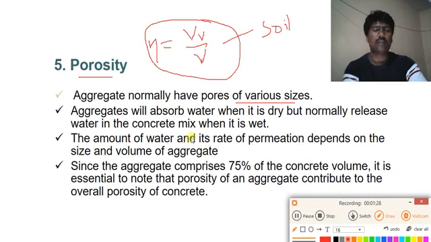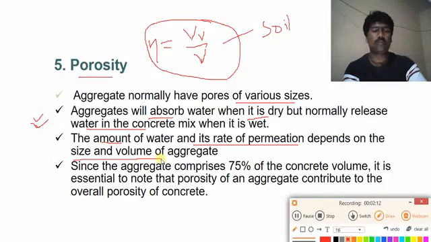So this aggregate will absorb the water when it is dry, but normally release the water in the concrete mix when it is wet. This is one beautiful property of an aggregate: since the aggregate has voids inside it, it will absorb the water whenever it is in dry condition. But when this aggregate is placed in a concrete mix, it releases the water when it is in wet condition. The amount of water and its rate of permeation depends on the size and volume of aggregates.